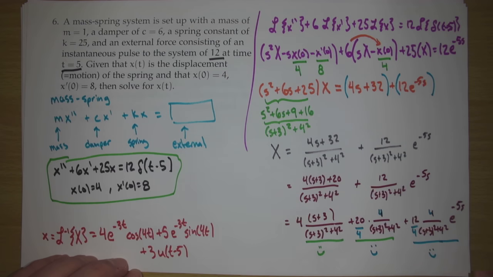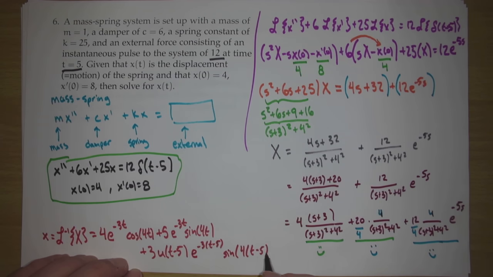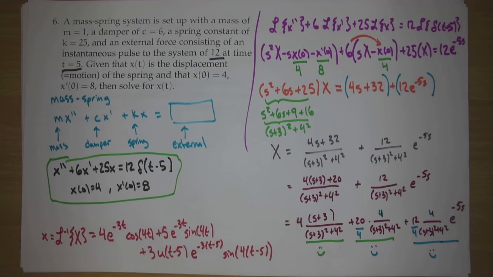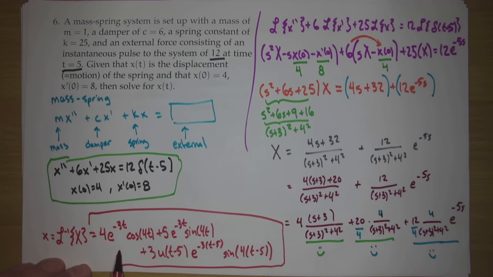Yeah. So it's like the e to the minus 3t sine 4t part, but we have to shift. So e to the minus 3 times t minus 5, sine 4 times t minus 5. And what happens next? Yeah, we're done with this problem.